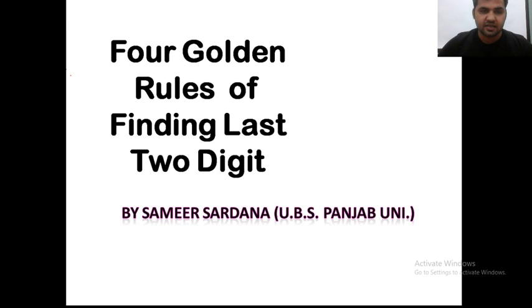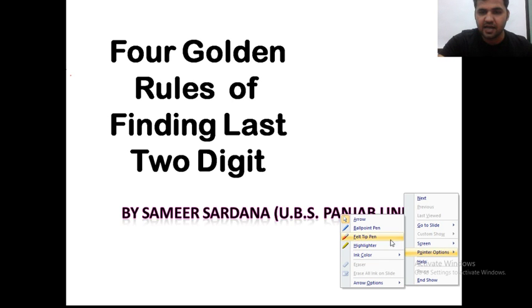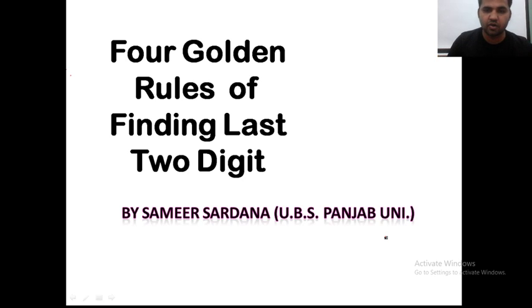So the agenda of the class is to do the 4 golden rules of finding the last 2 digit. Now there are different methods of finding the last 2 digit, but there are some important rules that can help you in finding the last 2 digit directly. These are shortcut methods that each one of you should know if you are preparing for the CAT exam, because in the CAT exams, you can see in the previous year papers that there are questions based on the concept of finding the last 2 digit.